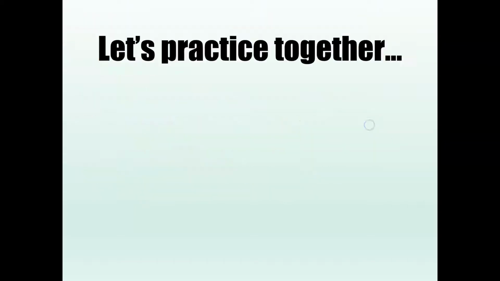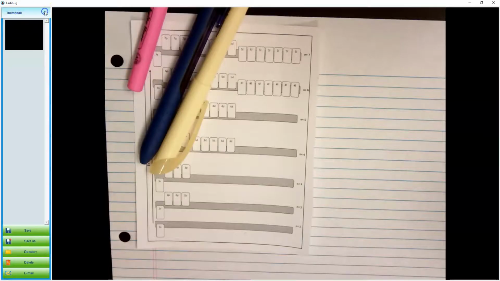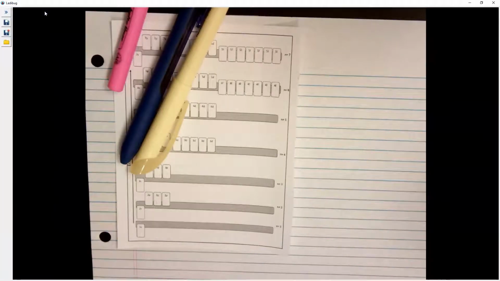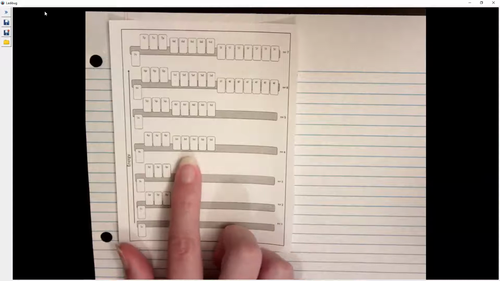So let's do some practice together. I'm going to do this part under the document camera. So give me a moment. Let me drag this over to the screen. All right. So I have my little printed chart. We're going to use this like a set of notes. So you will be taking little notes on the diagram and off to the side.